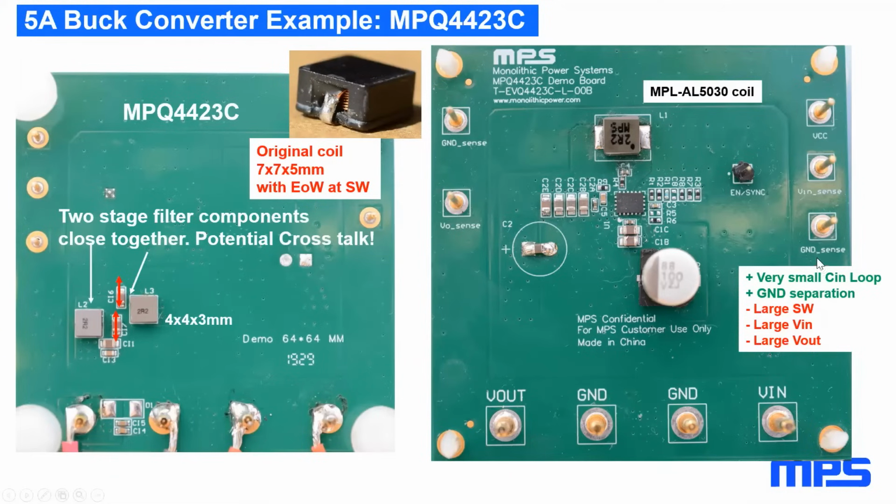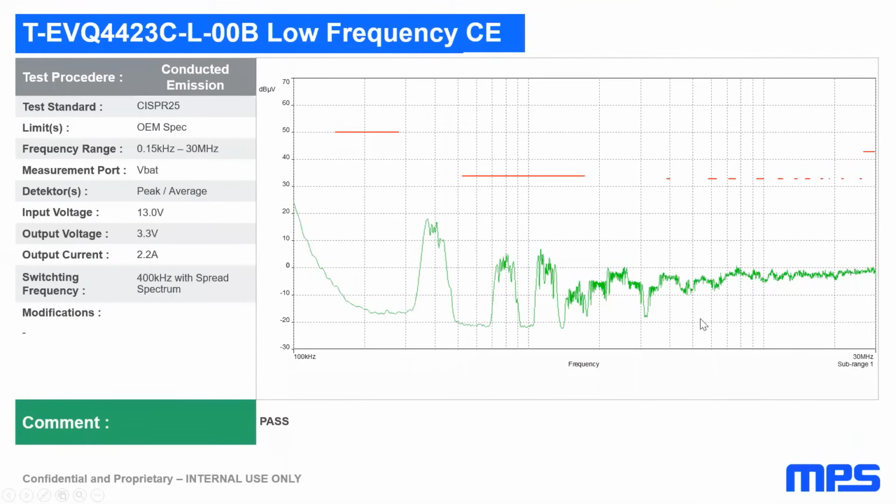So this PCB is in principle pretty good. It has a very small input loop. It has a ground separation between the noisy power ground of the input stage and the reference ground for the connection to the outside world. Disadvantages or suboptimum are a large switch node area, the large V in area, and the large V out area.